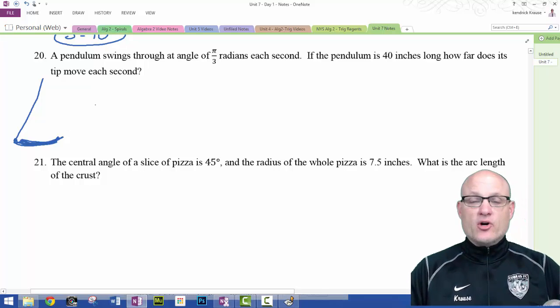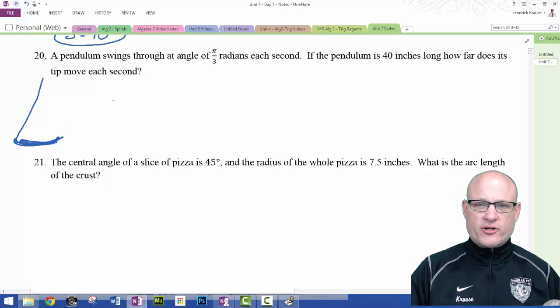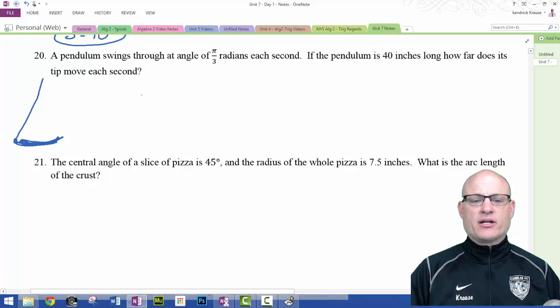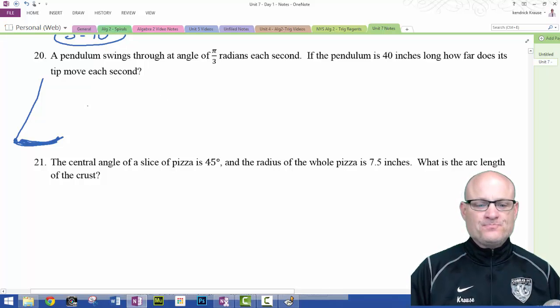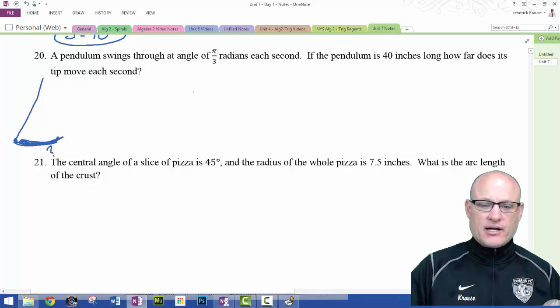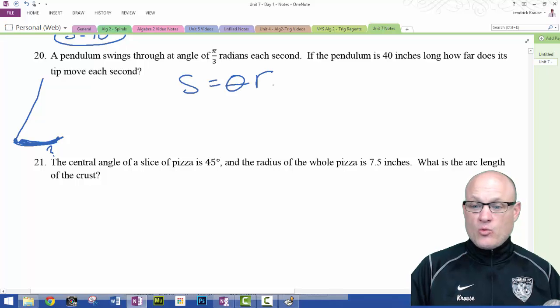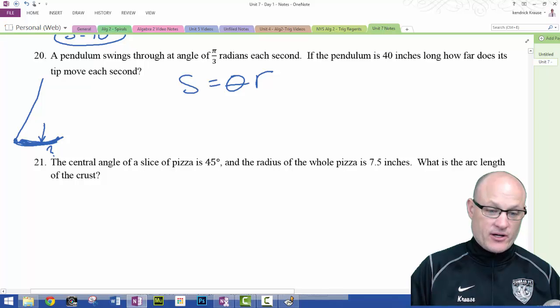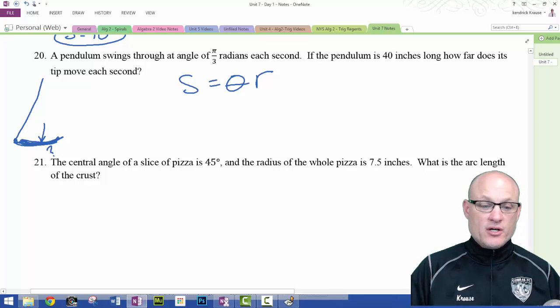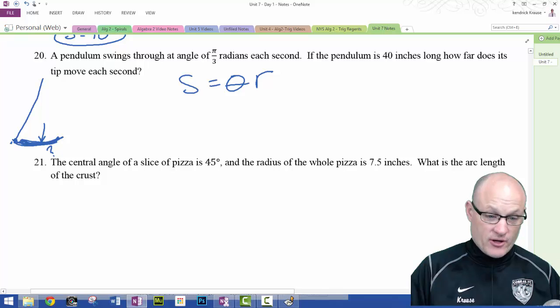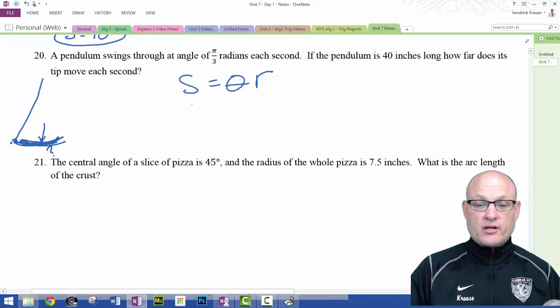Now, assuming there is no gravitational pull and no friction loss, and it just keeps going and going, we want to figure out what this arc length is. All right, so S equals theta r. We're looking for the tip. Well, the tip's down here. We want to figure out how much that tip moves back and forth. How far does it come over here? How far does it go over there? So we're looking for the arc length.